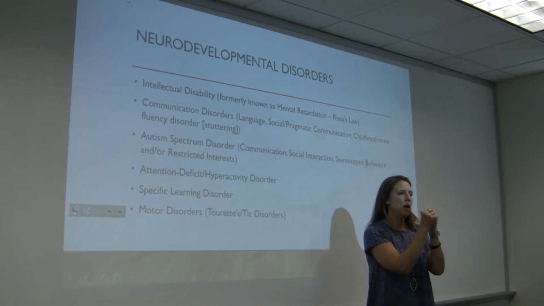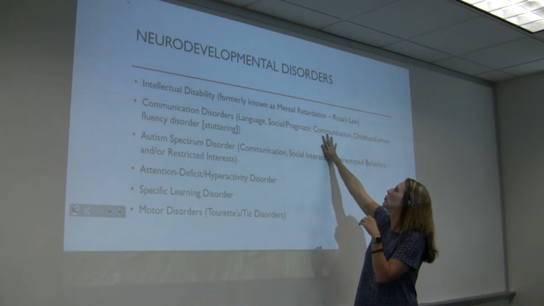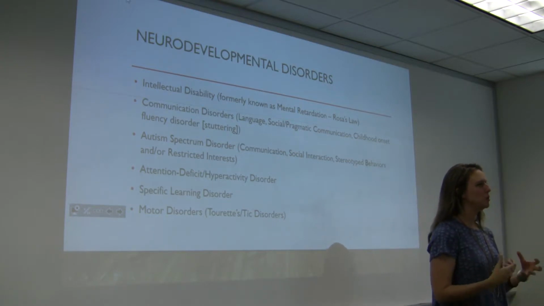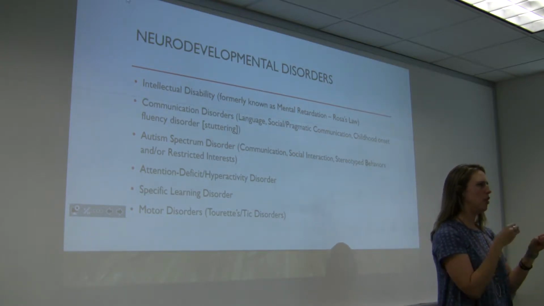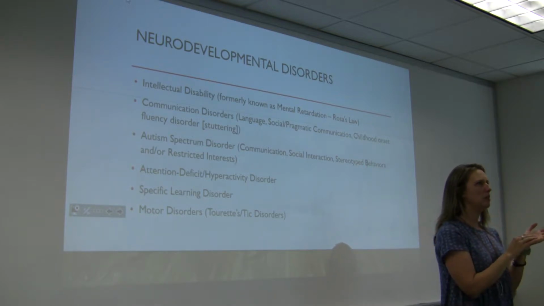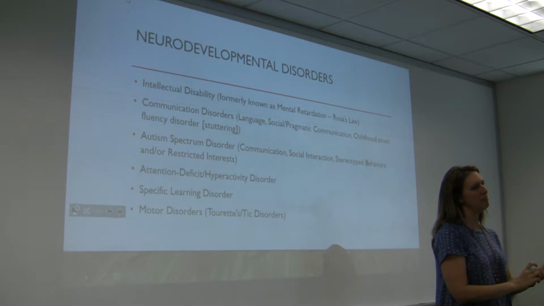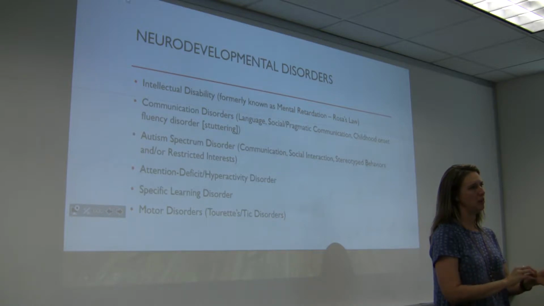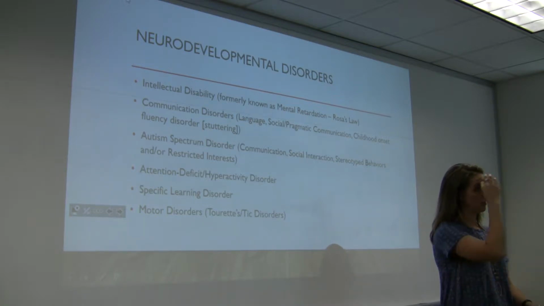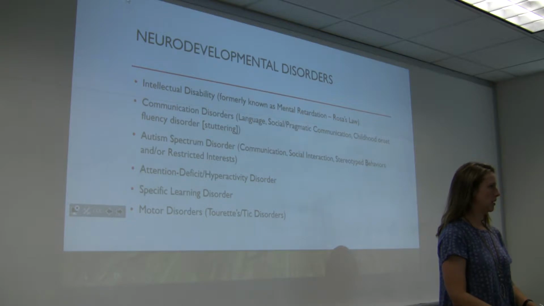PDD-NOS has moved more to social pragmatic communication. Social pragmatic communication would be those people who have impaired communication, difficulty functioning in a regular social back and forth interaction, and difficulty with what we would call theory of mind. Does anybody know what theory of mind is? Is it like knowing that somebody else can't know what you know?